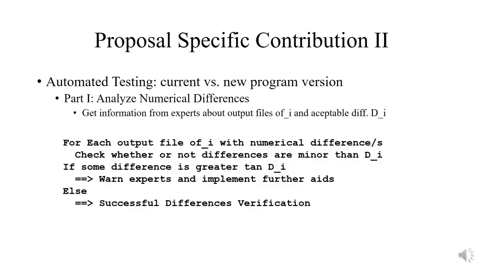If the expert scientific users are able to provide information about output files and acceptable numerical differences of those output files, then each output file of the new version can be compared to the output files of the previous version. If some difference is greater than the difference provided by experts, then the expert has to be warned and further experiments or further analysis is needed. If there is no case in which the difference is greater than that provided by the experts, then the verification is successful. So the experts are needed, but the verification is almost automatic.